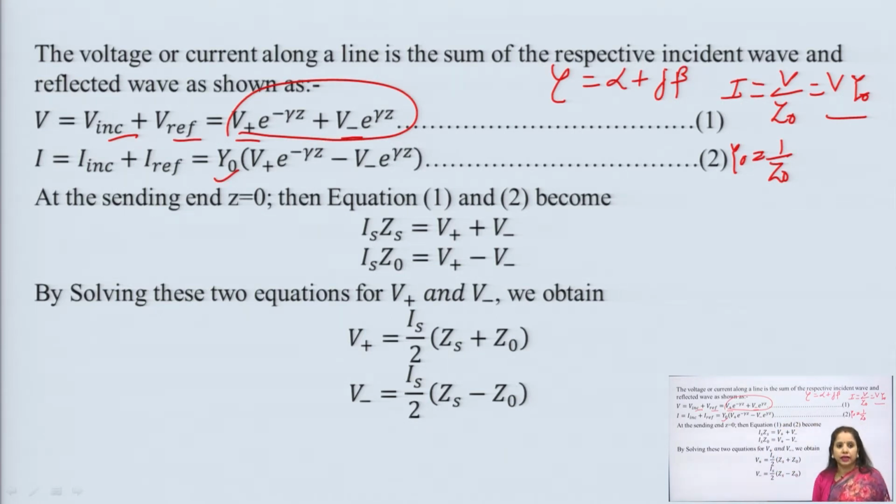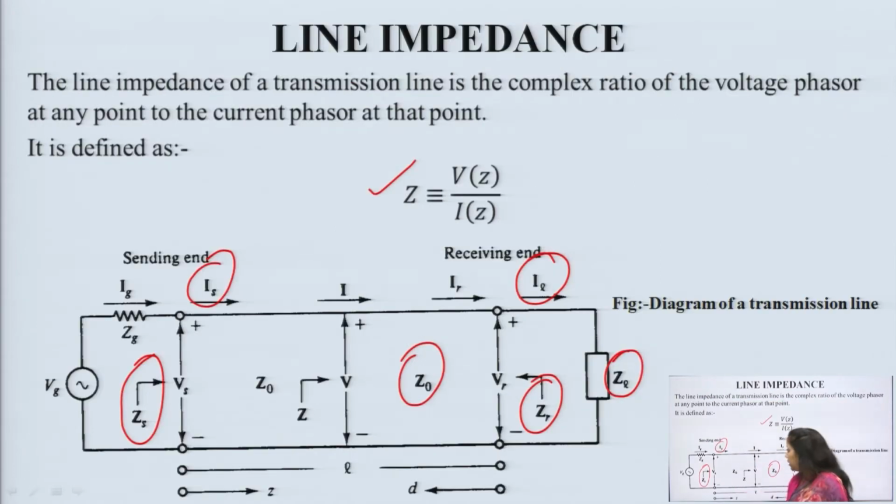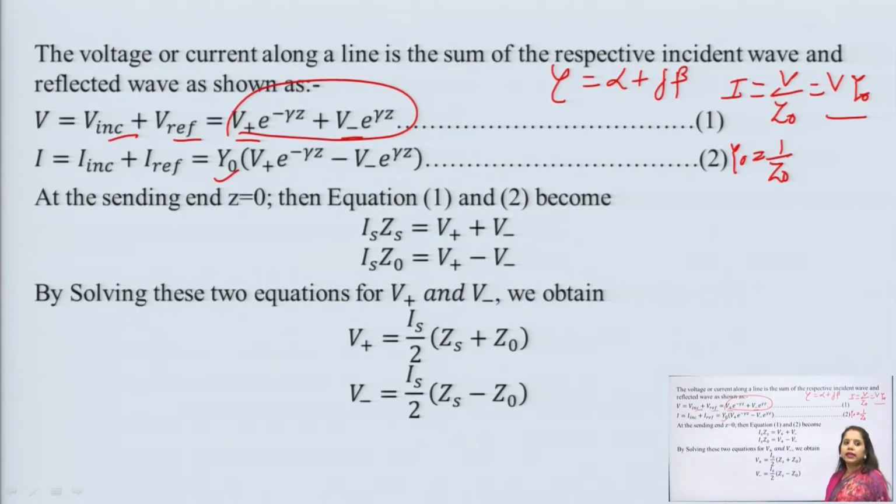When we talk about the sending end, from here, this is our sending end. At the sending end, z, the distance, is equal to 0. So, when z is equal to 0, what is the change in expressions 1 and 2? When we substitute z equal to 0, the exponential function e to the power 0 is equal to 1. So, we have just V plus V minus.